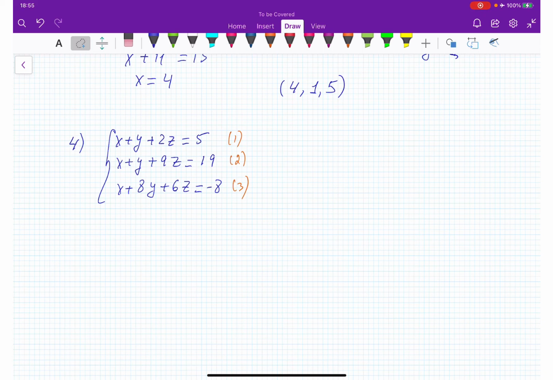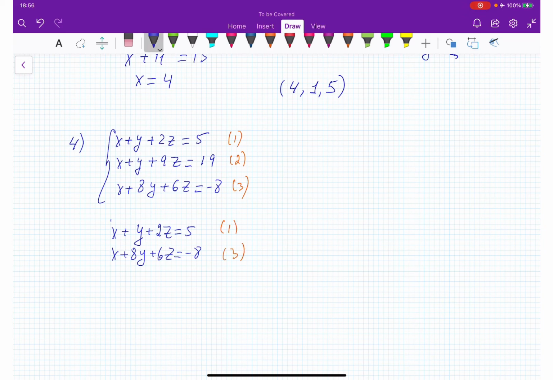I see x is single everywhere, which doesn't have any coefficient, so you can use any two. I can use first one and third one. Let's take first one and third one this time. x plus y plus 2z is equal 5, and x plus 8y plus 6z is equal negative 8. So this is first one, this is third one.